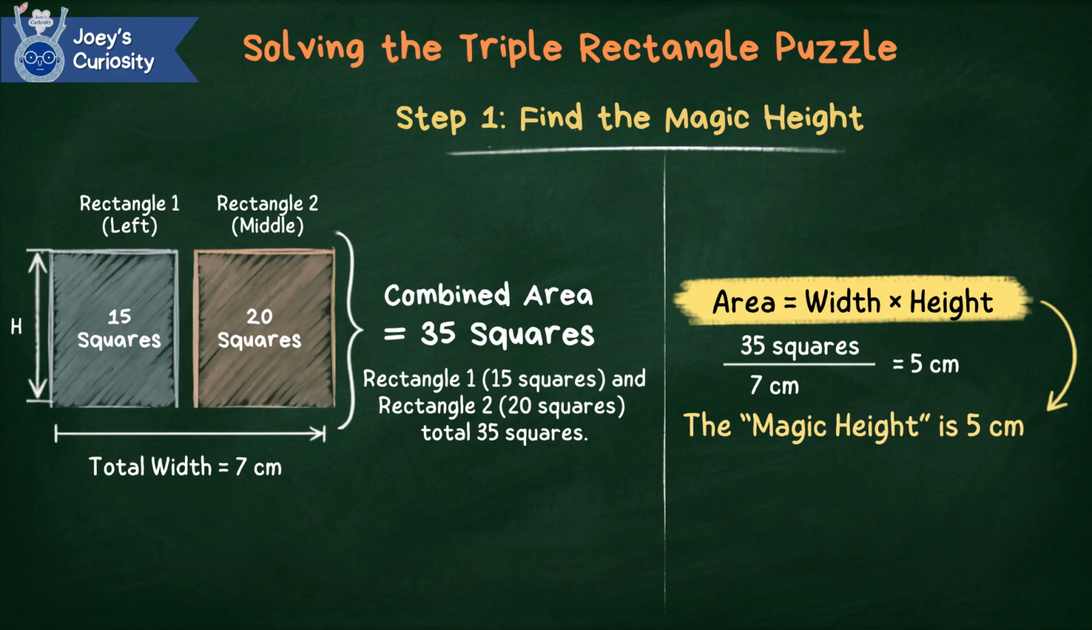Second, we're going to use a little mental math to find that shared height. We know the combined bottom width of the first 2 rectangles is 7. Now, if the combined area of those first 2 is 35, because 15 plus 20 is 35, and the base is 7, what must the height be? Well, it's just a simple division. 35 divided by 7 means our shared height is exactly 5.